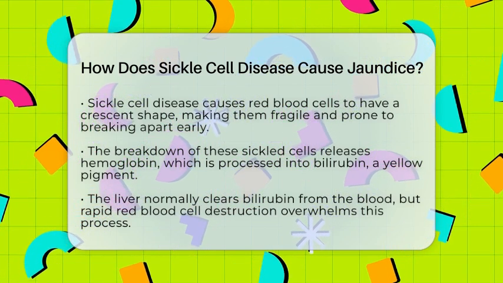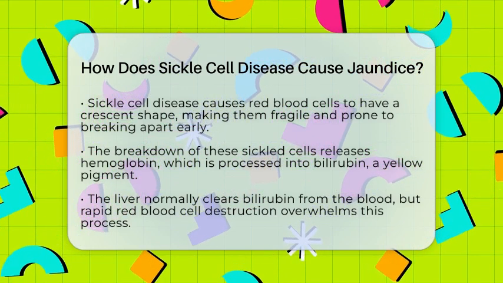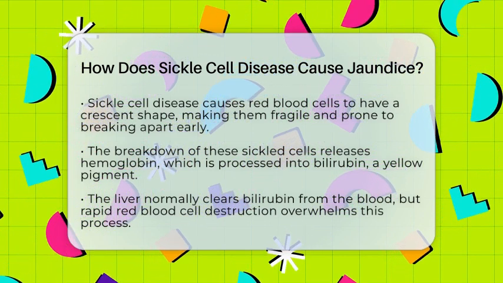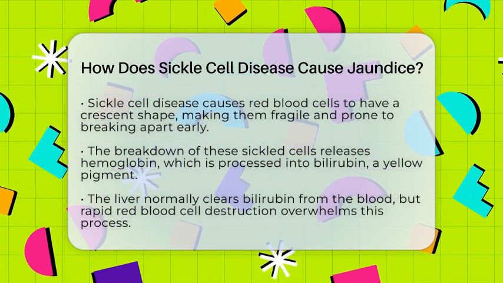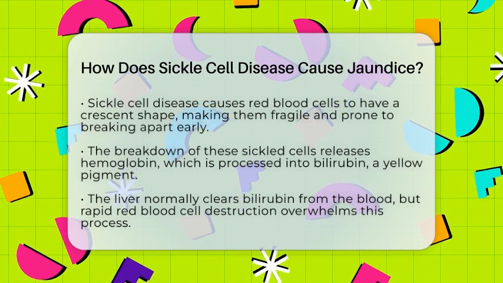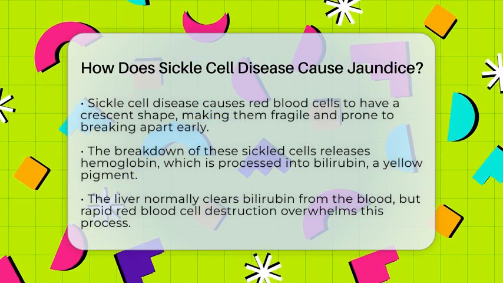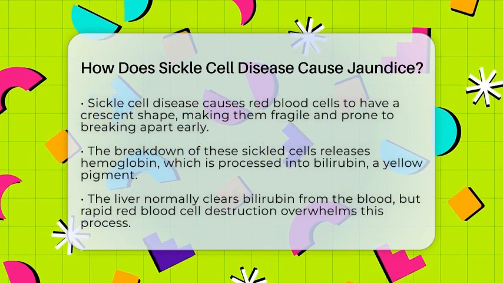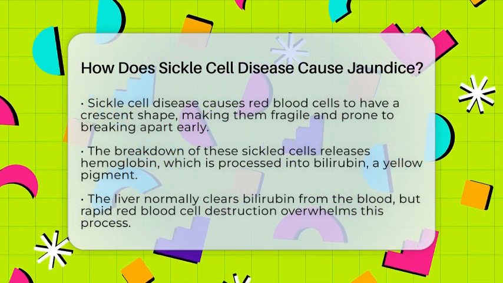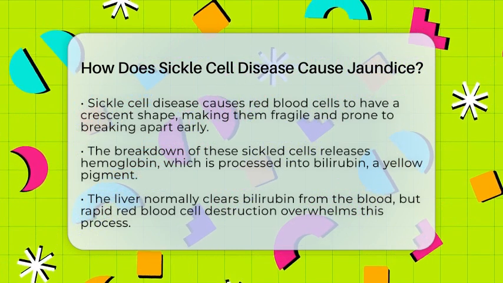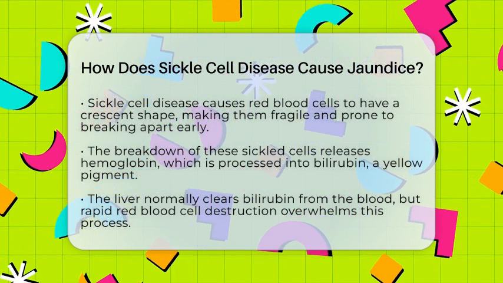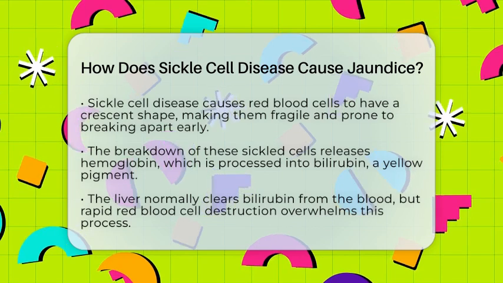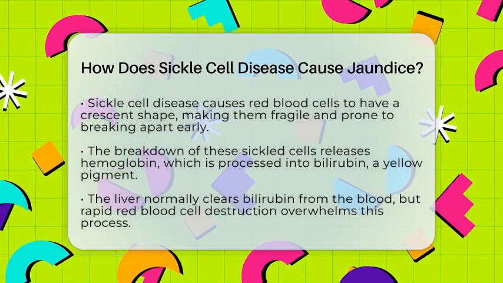When these sickled cells break down, they release hemoglobin, the protein that carries oxygen. The body then processes this hemoglobin into a yellow pigment called bilirubin. Normally, the liver helps clear bilirubin from the blood, but in sickle cell disease, the rapid destruction of red blood cells produces more bilirubin than the liver can handle. This excess bilirubin causes the skin and eyes to turn yellow, a condition known as jaundice.